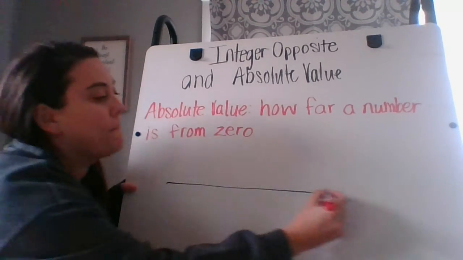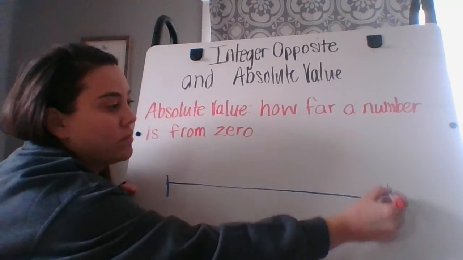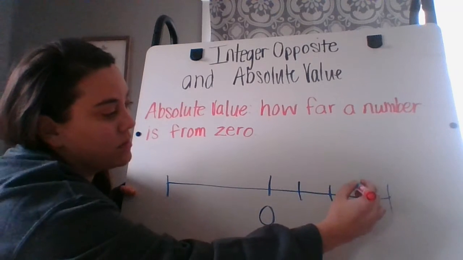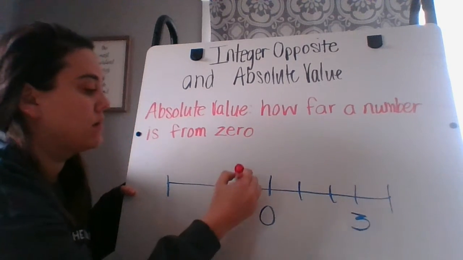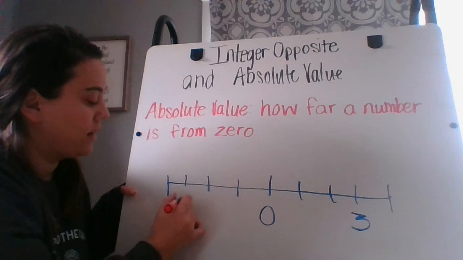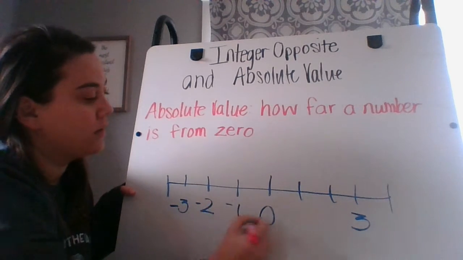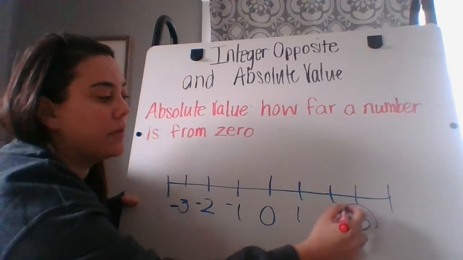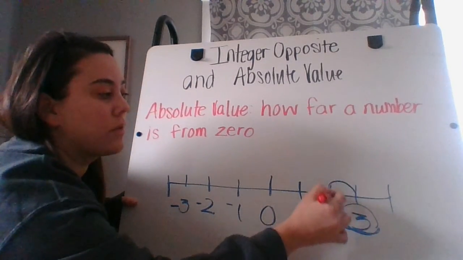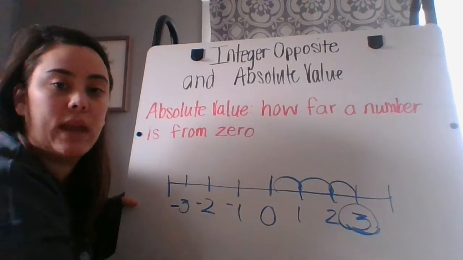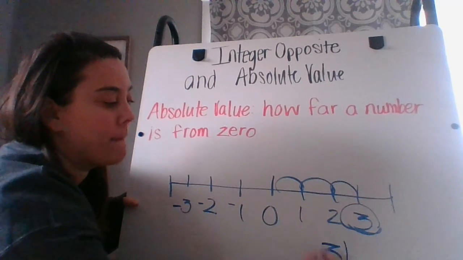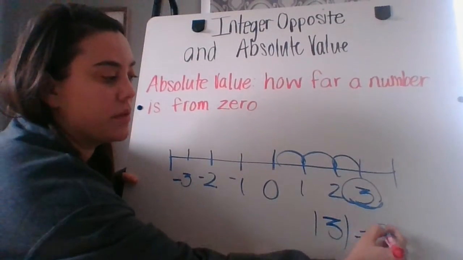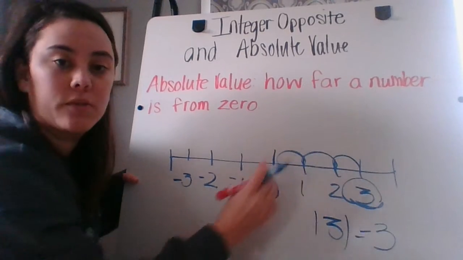So if we have a number line, and this is zero, say we have 3 here, -3 here, -2, -1. Okay, so 3 in this case here is 3 away from 0. So the absolute value of 3 equals 3 because it's 3 jumps from 0.